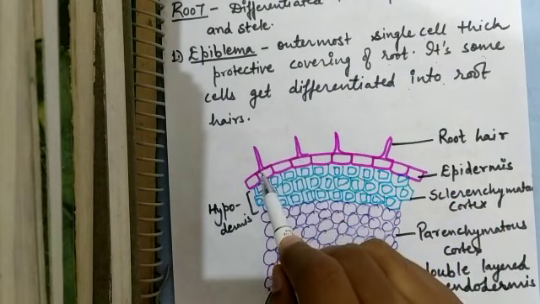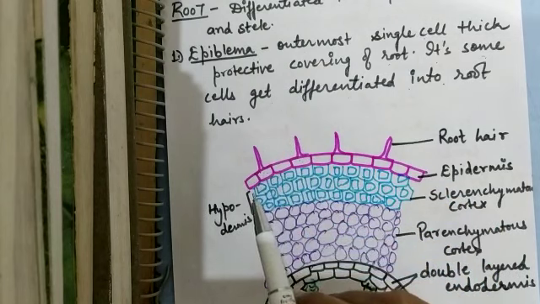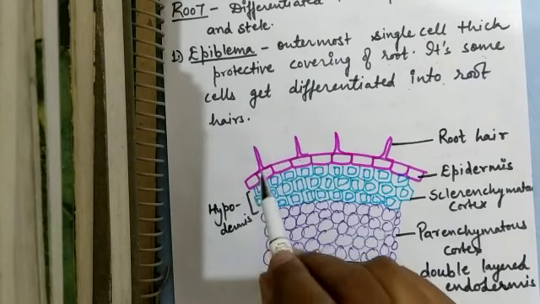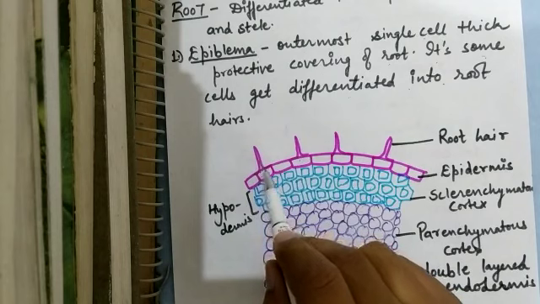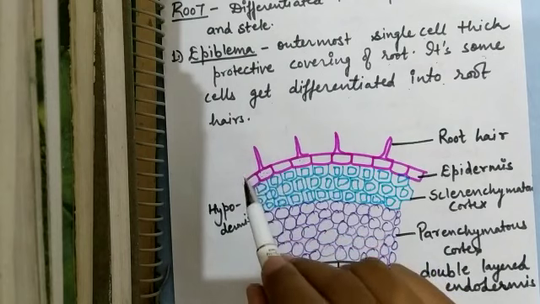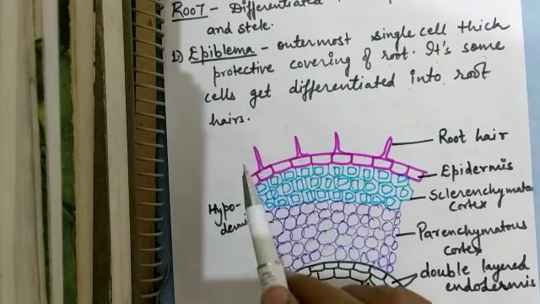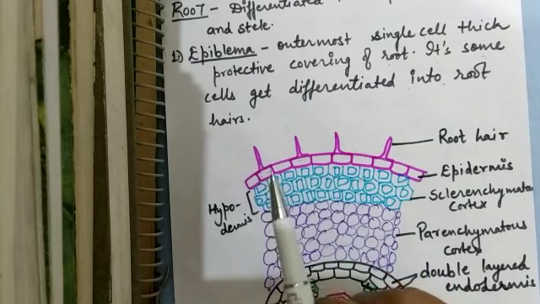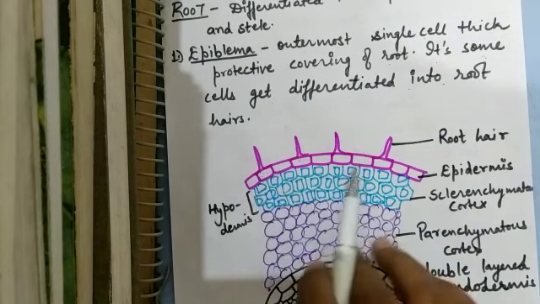The root hairs of the epidermis of root are single cell thick. These are elongations of epidermal cells, while in the stem the hairs are multicellular.